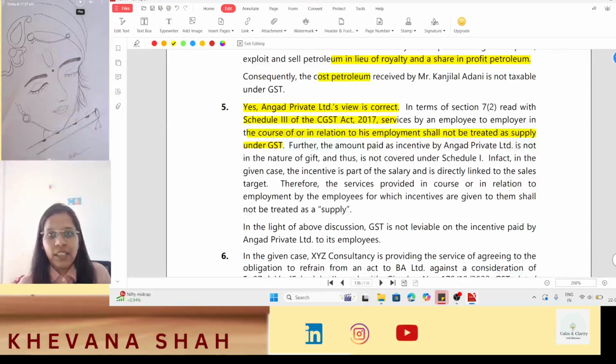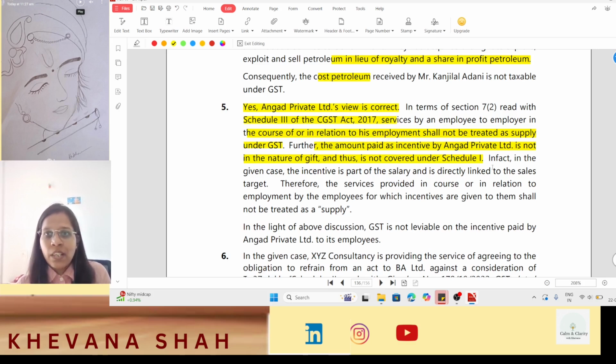Then the second thing is that the amount paid as incentive is not in the nature of a gift. So we have seen for deemed supply that if it is in the nature of a gift and if the value is more than 50,000, then that will be treated as supply. So here the value is more than 50,000, but since it is not in the nature of a gift, it is outside the coverage of that point.